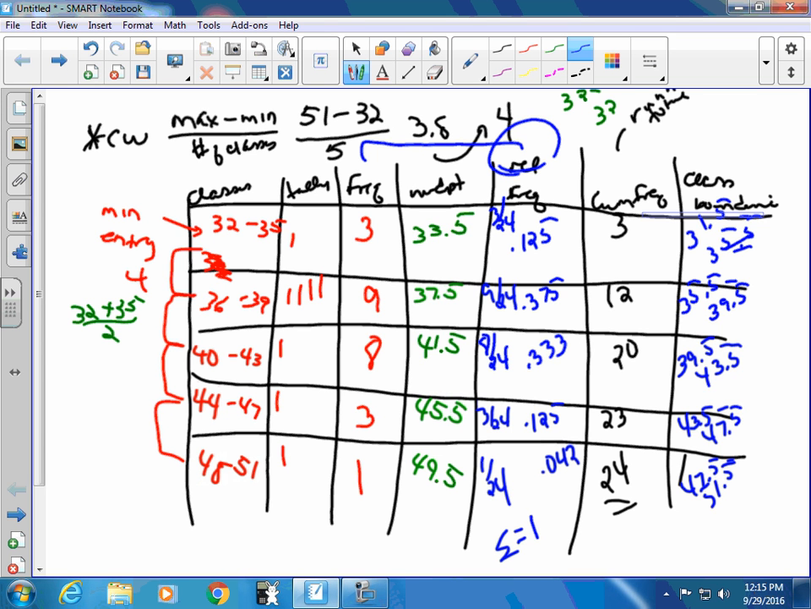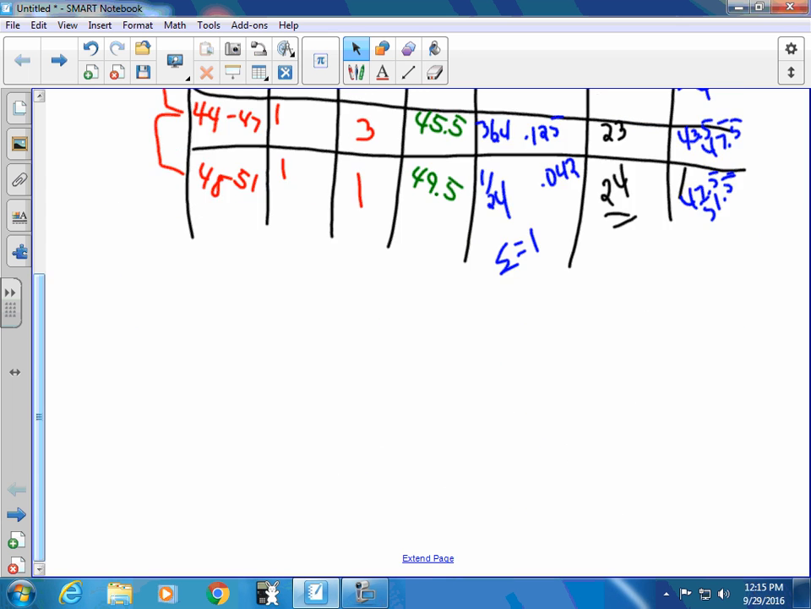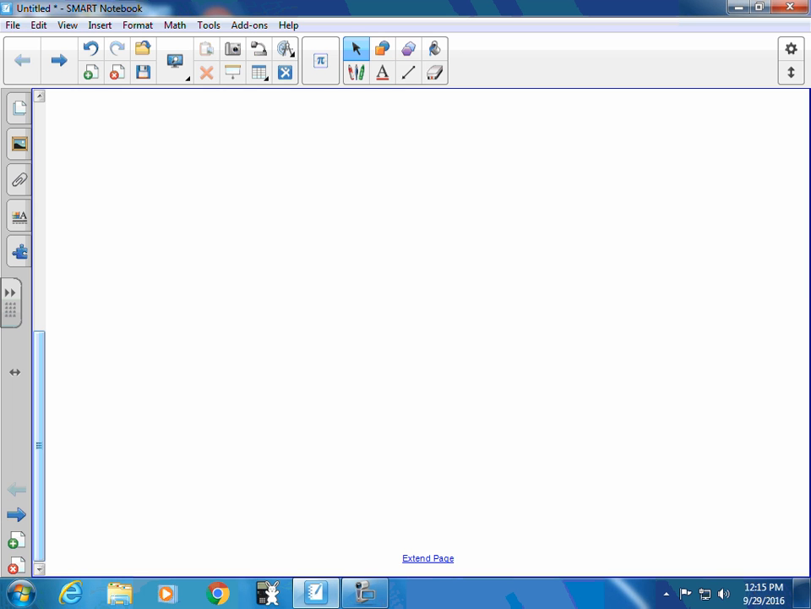Everybody okay with the table set up? Okay. So from here, we're going to make a graph. Complete your table first. Make sure it's all complete. And then we're going to make a graph. So the first graph we're going to make is your frequency histogram. Use your graph paper. If you did the table on the top, put the first one underneath it. You can always get a piece of graph paper later. So this is your frequency histogram.